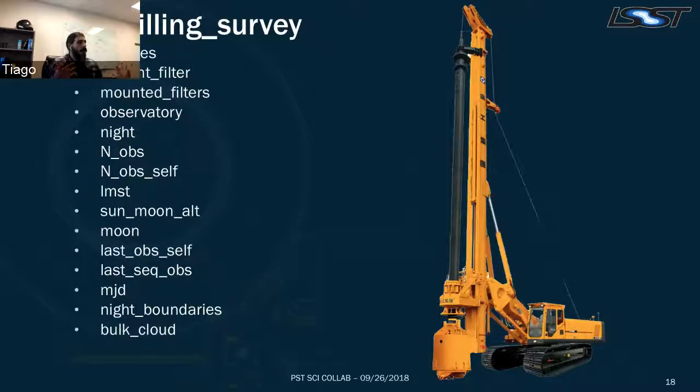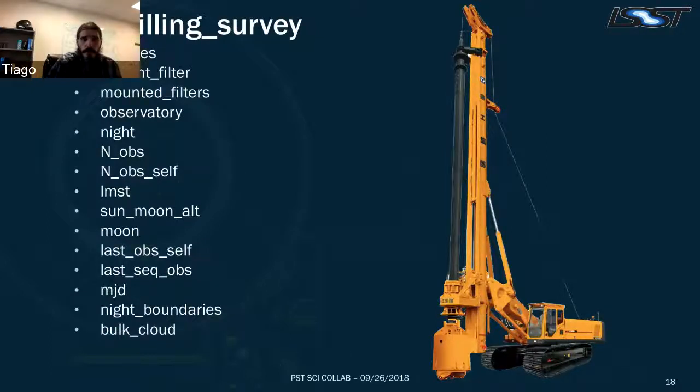So this kind of decision, we can make it easily here on the deep drilling just by passing information to the deep drilling. And I also pass in here at the top the mounted filters. So if the U-band is not on the camera, I won't be observing deep drilling in the U-band.